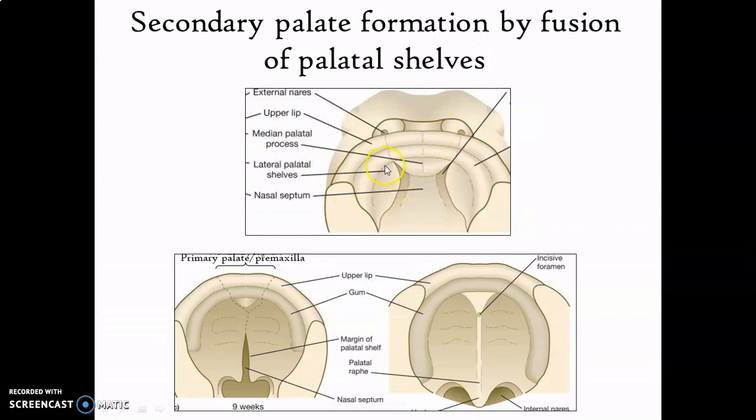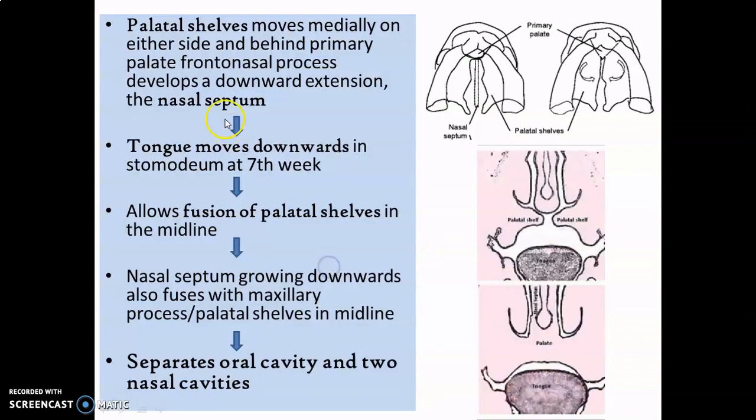You can see in this image the maxillary process, as I already told you, grow towards the midline from either side as medial extensions. These extensions of maxillary process within the oronasal cavity are known as lateral palatal shelves. They move towards the midline and join in the midline to form the secondary palate. And one more change that happens here is the formation of the nasal septum.